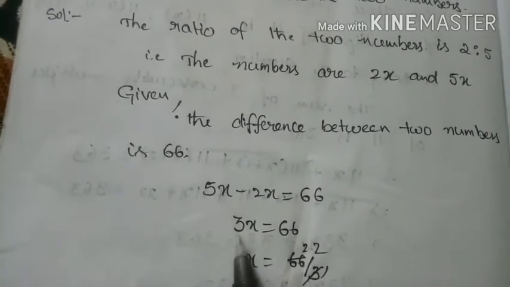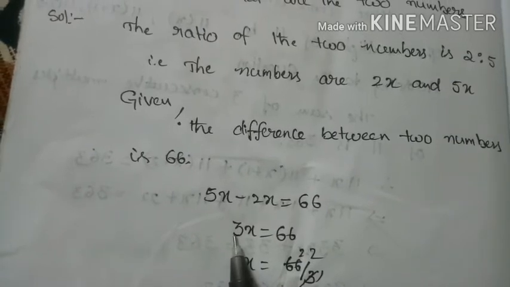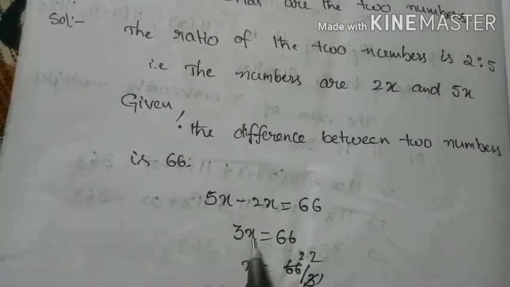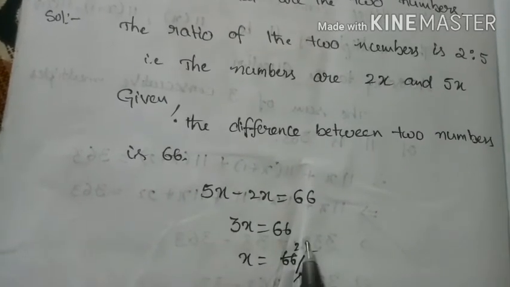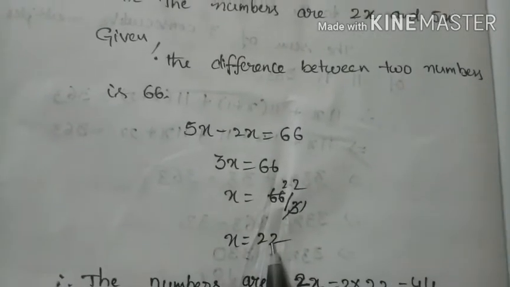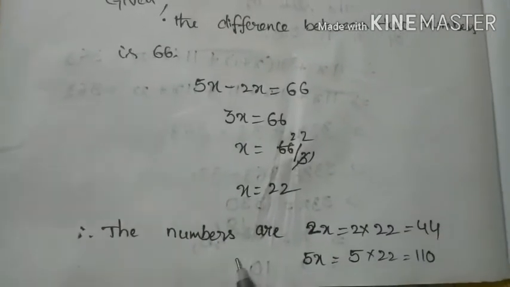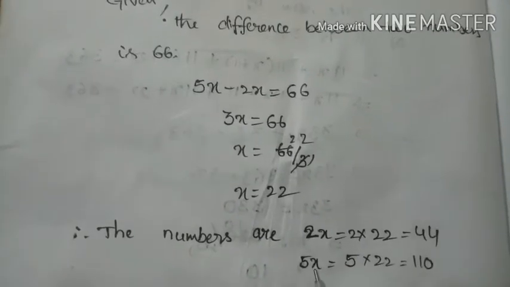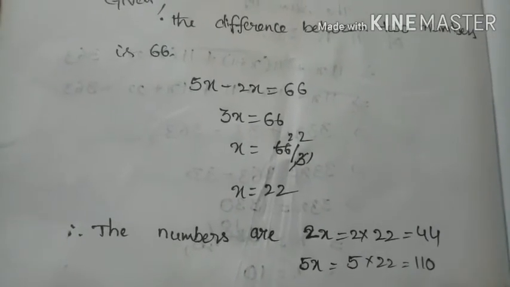Here 3 is multiplying with the unknown number, so it will come to the RHS and become divide. 66 by 3 is 22. So x is equal to 22. The numbers are 2x, 2 into 22, that is 44, and 5x, 5 into 22, that is equal to 110.